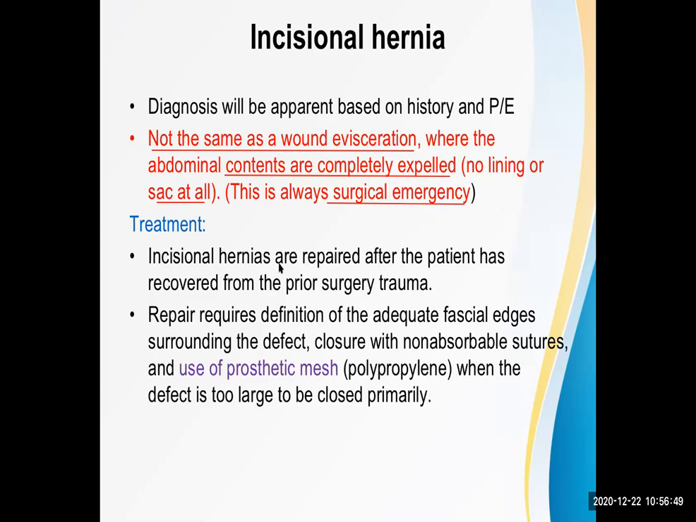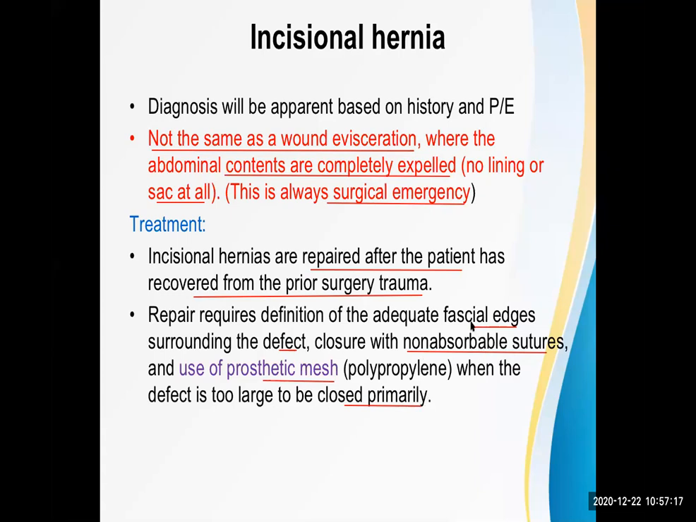Now, regarding the treatment, incisional hernias are repaired after the patient has recovered from the prior surgery trauma. Repair requires definition of the adequate fascial edges surrounding the defect, closure with non-absorbable suture, and use of prosthetic mesh like polypropylene when the defect is too large to be closed primarily. So let me explain this.